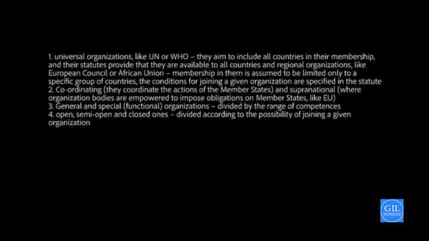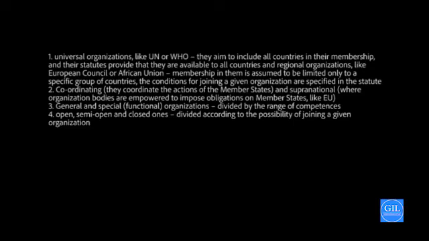We can divide organizations in two: universal and regional ones. Universal organizations like the UN or WHO aim to include all countries in their membership, and their statutes provide that they are available to all countries. Regional ones, like the European Council or African Union, have membership assumed to be limited only to a specific group of countries.